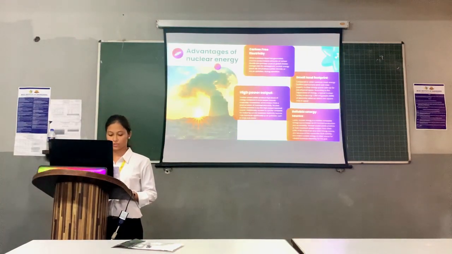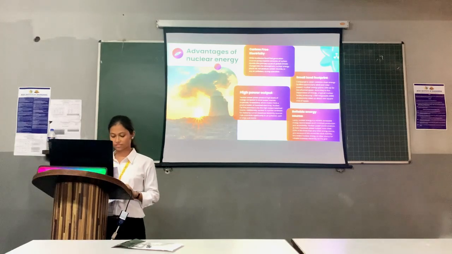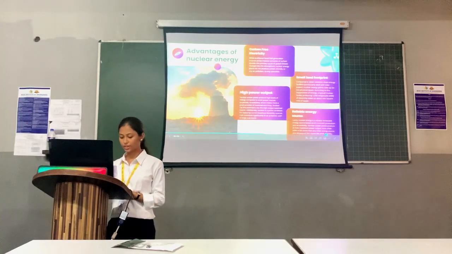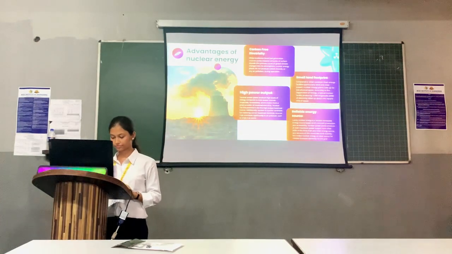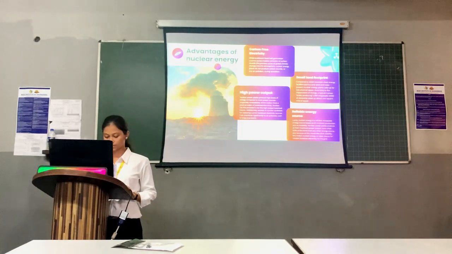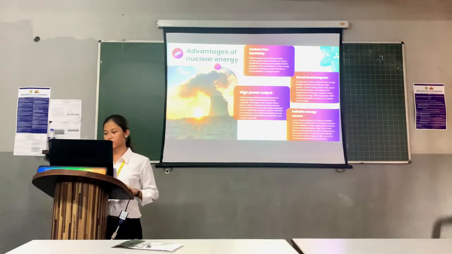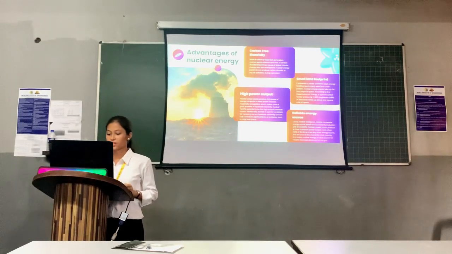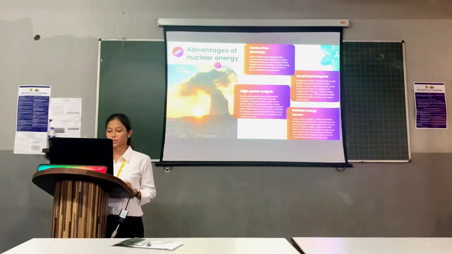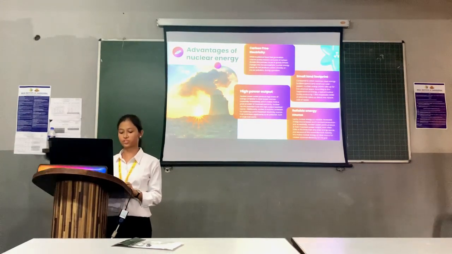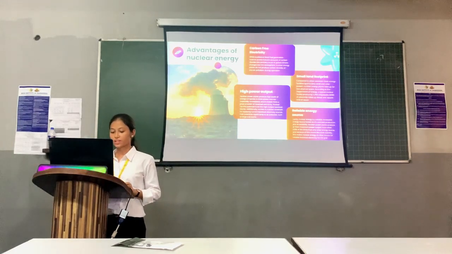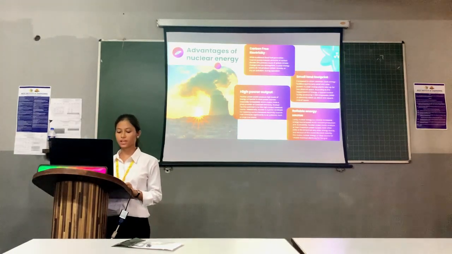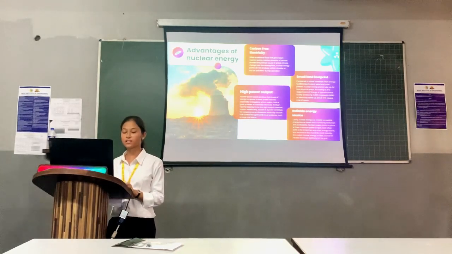Now, advantages of nuclear energy. Firstly, carbon-free electricity. Nuclear power produces minimal amounts of greenhouse gas emissions, making it a low-carbon energy source. Secondly, small land footprint. Nuclear power plants require less land compared to some renewable energy installations. And thirdly, high power output. Nuclear fuel contains a high energy content, which is the main reason behind consistent power generation. Lastly, reliable energy source. Nuclear plants provide a stable and continuous supply of electricity, reducing energy supply disruption.